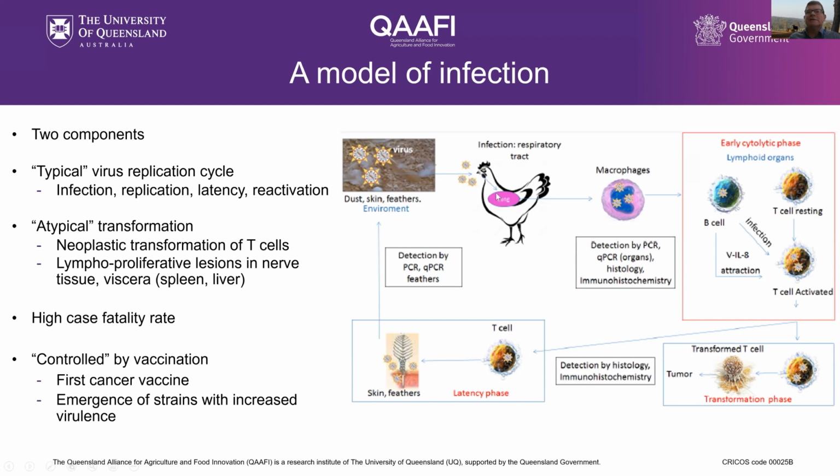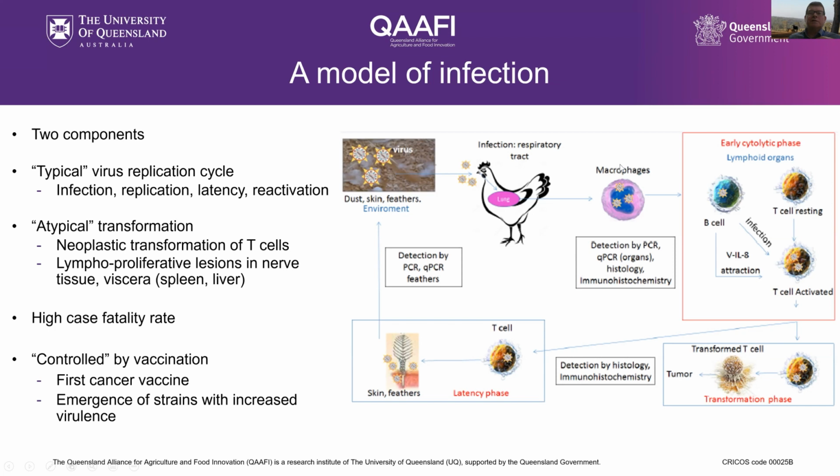Once that's inhaled, it is engulfed by macrophages in the lung, and it's only once it's in the macrophages that the virus actually becomes infectious. So between the virus being in the production environment and being in the macrophages, there's very little or no opportunity for us to intervene in terms of protecting chickens. We'll keep that in mind as we move on today.